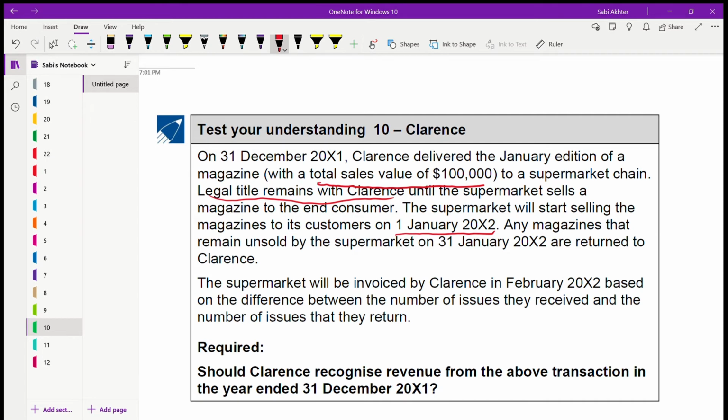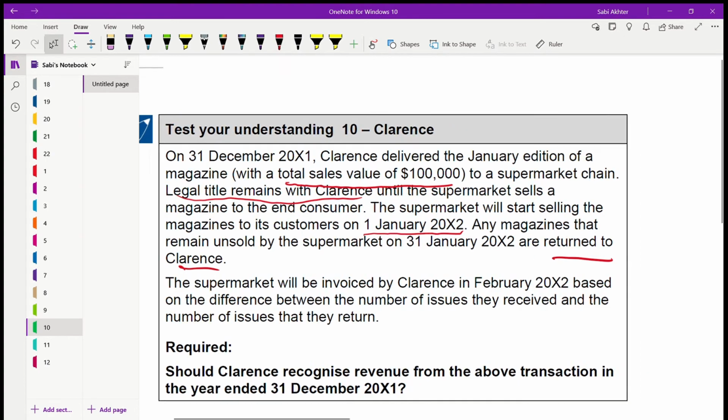Any magazines that remain unsold by the supermarket are returned to Clarence. The supermarket will be invoiced by Clarence in February 2002, based on the difference between the number of issues they receive and the number of issues that they return. So how should they recognize revenue on 31st December 2001?